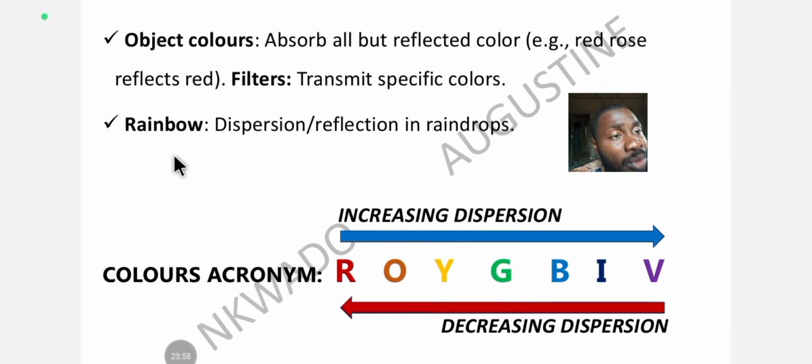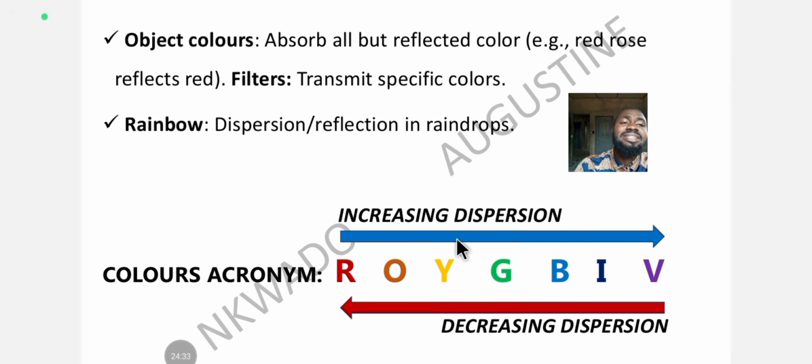All right. A rainbow is formed from the dispersion and reflection of light in raindrops. And a rainbow comprises 7 colors, which is the acronym ROY-BIF. This is the acronym ROY-BIF. That's what you are going to be using to remember it.